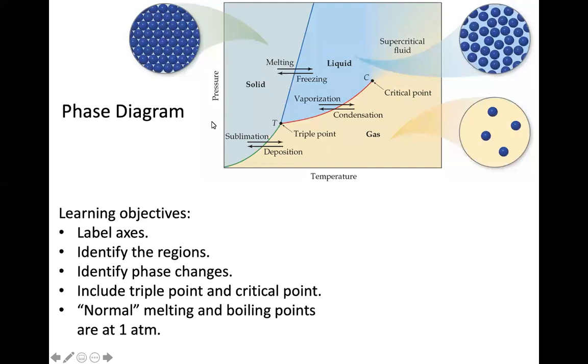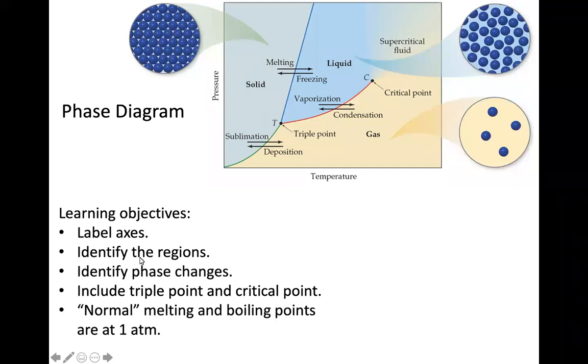I need you to be able to label the axes. The x-axis is the temperature, the vertical axis is the pressure. So I need you to be able, in a sense, to make a sketch. I need you to be able to identify then the different regions. The different regions: on the far left is the solid, then we have the liquid, and then on the bottom right is the gas. I need you to be able to identify where the different regions are found.